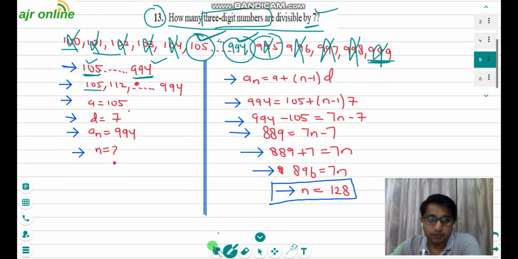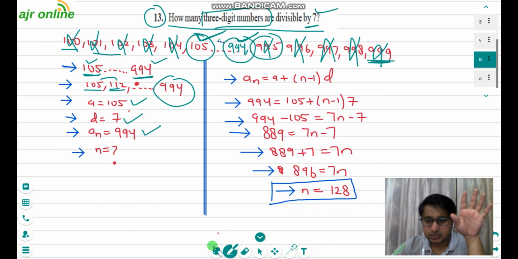So the first number will be 105 and the next number will be of course 112, because this also has to be divisible by 7. We have to make the AP of all numbers which are divisible by 7. How many three-digit numbers are divisible by 7? So here A is 105, D will be 7 of course, and we will take AN as 994.